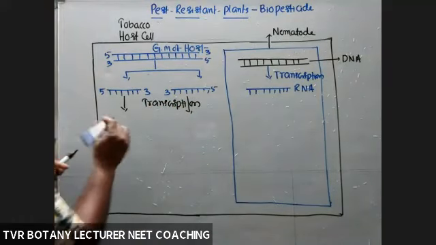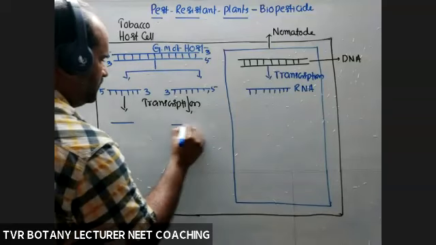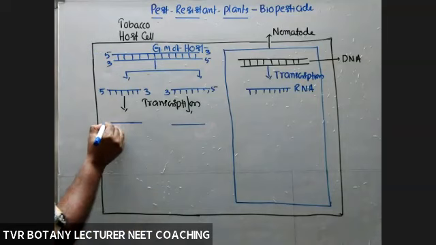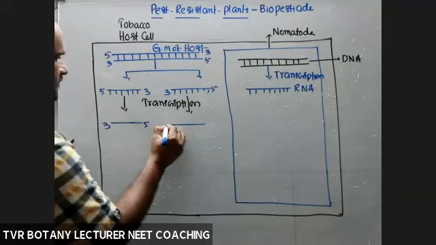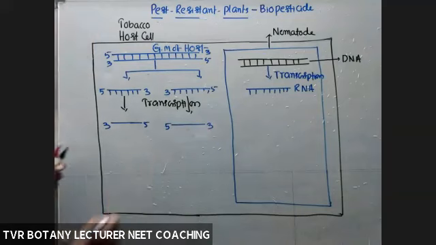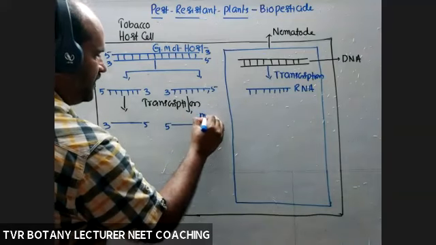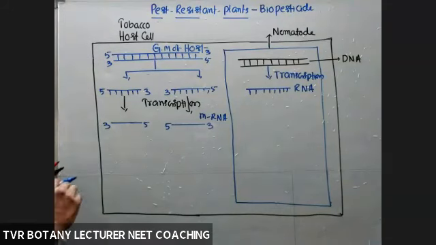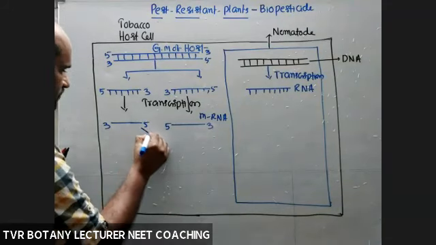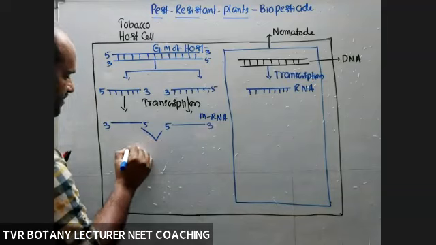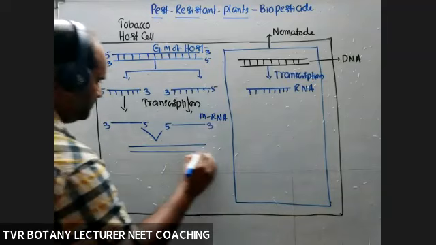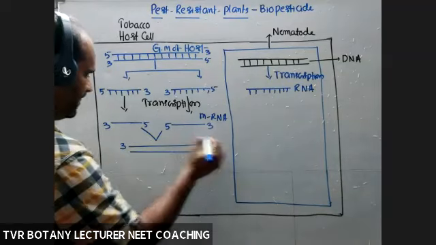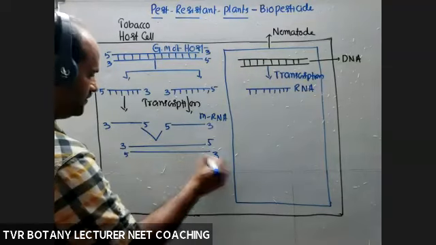After completion of this transcription, 3, 5, 5, 3, these two are the mRNA molecules. Okay, so there is hybridization between these two. Up to here it is almost the same. 3, 5, 5, 3.